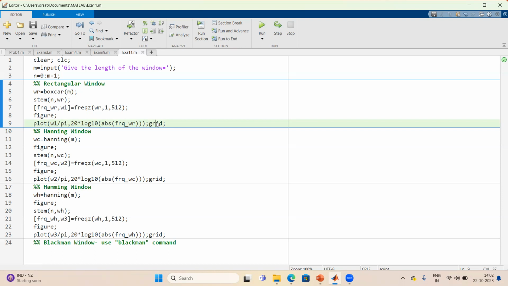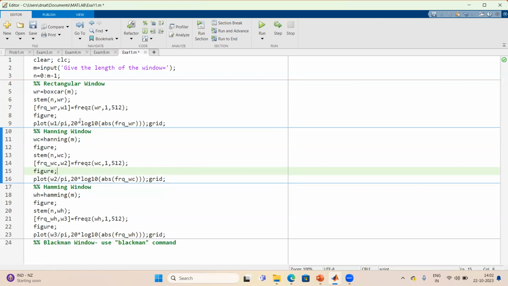Here you can see I have written the code for the other windows also. For the rectangular window we use the boxcar command. You can write similar code for the Hanning window: just write hanning instead of boxcar. So we can directly write hanning, and if you wish to get the Hamming window, you just write hamming. If you write it in this way, you will be able to get these responses, right? So this way we write the code, and then we observe the outputs, right?